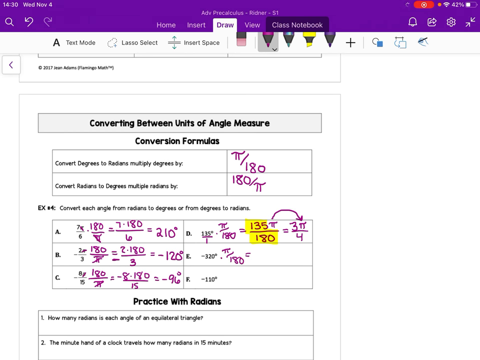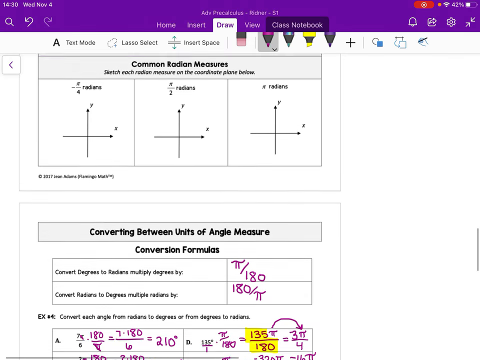Next, negative 320 pi over 180. 320 over 180 reduces to 16/9, so I get negative 16 pi over 9. And one last time, reducing 110 over 180 gives me 11/18. It's negative, and pi has to hang out with it.